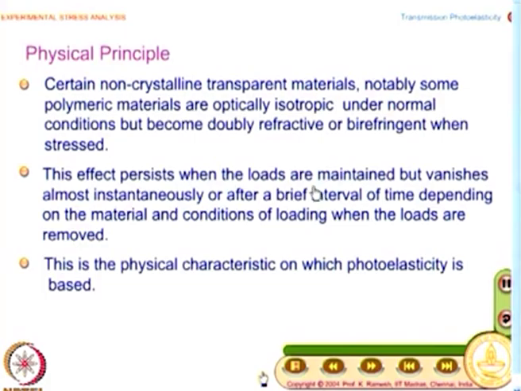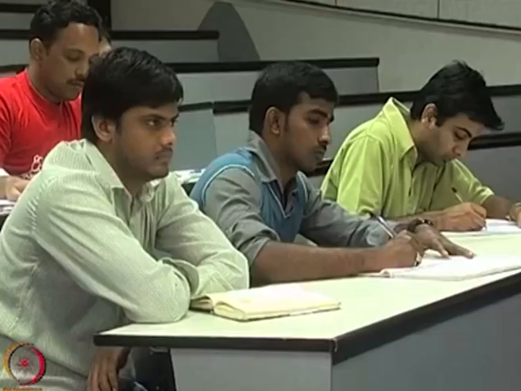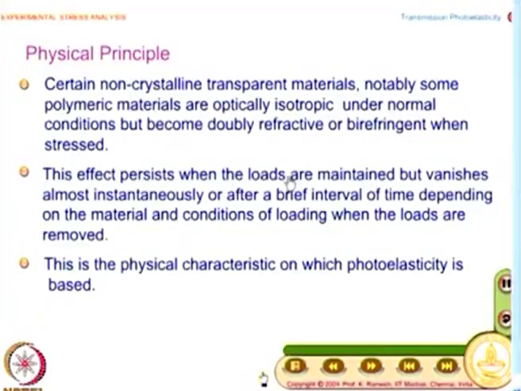But later on we will also see a very special process where you could freeze this stress information by a thermal cycling process. That is different, that is very special, that has come about with material development. But when you want to do it under live load condition, the effect persists as long as the loads are maintained, and after a brief interval of time, depending on the material and conditions of loading, when the loads are removed, you do not see this effect.